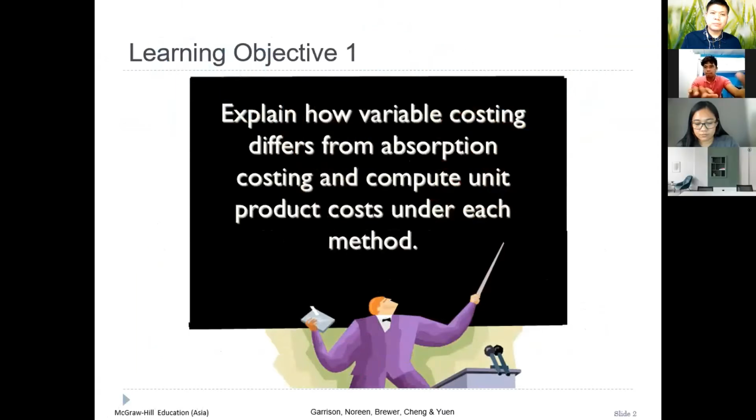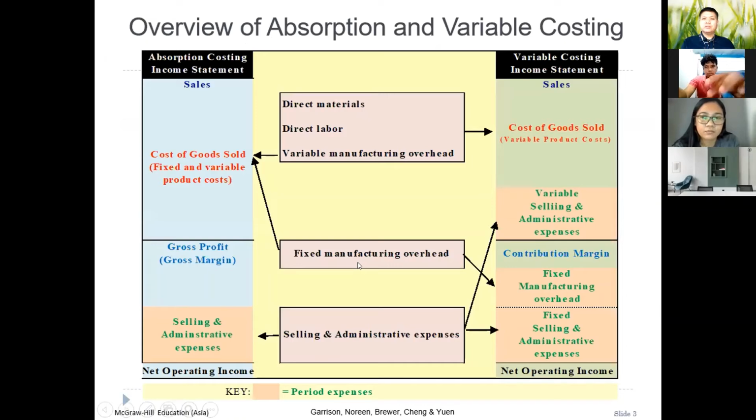Yes po, sir. The self-learning objective number 1: explain how variable costing differs from absorption costing and compute the unit product cost under each method. So this slide gives us an overview of absorption and variable costing.